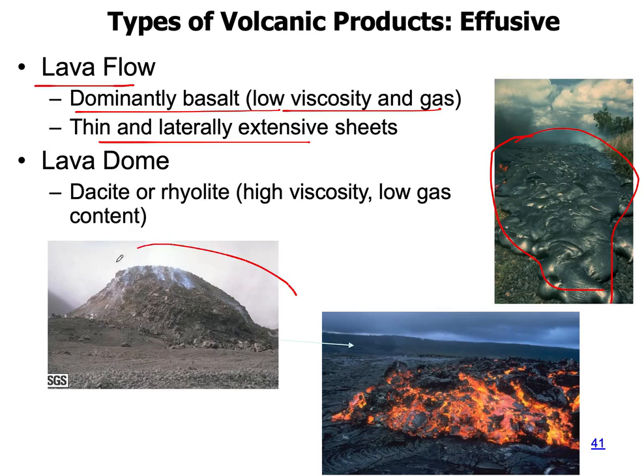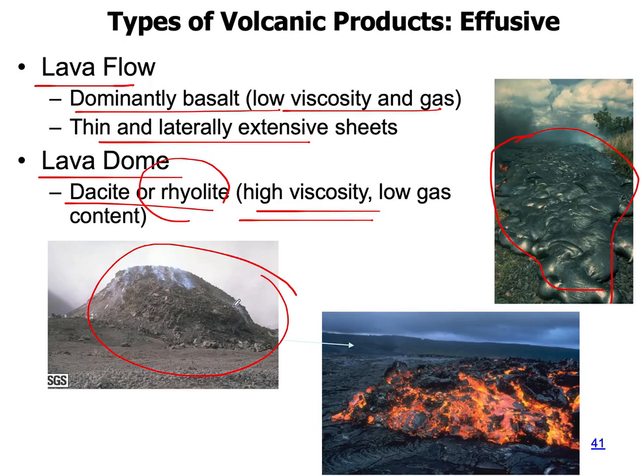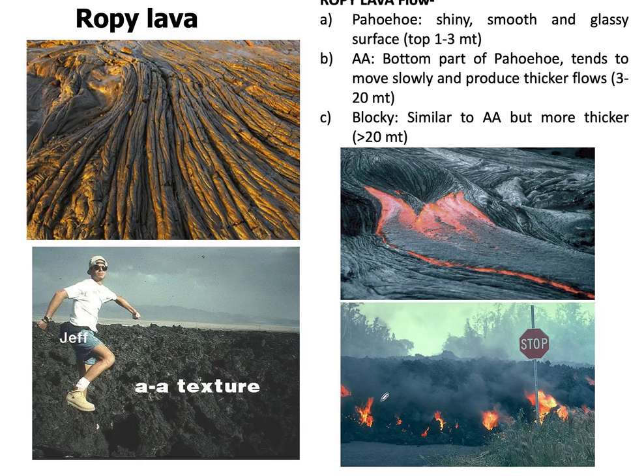Then these domes that are deposited are known as lava domes. This actually happens due to the fact that there is rhyolite, which is high viscosity. Due to high viscosity it is very difficult to flow, and that's why they form a dome. Okay, you can see here how they are forming.